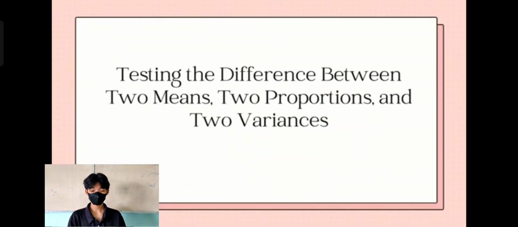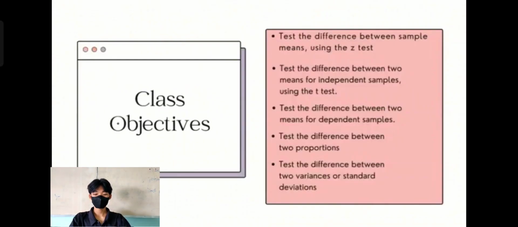Between two means, two proportions, and two variances. Test the difference between sample means using the z-test. Test the difference between two means for independent samples using the t-test. Test the difference between two means for dependent samples. Test the difference between two proportions. Test the difference between two variances or standard deviations.